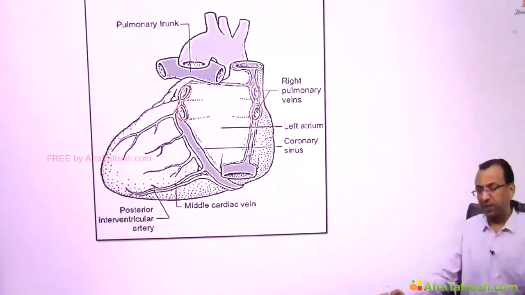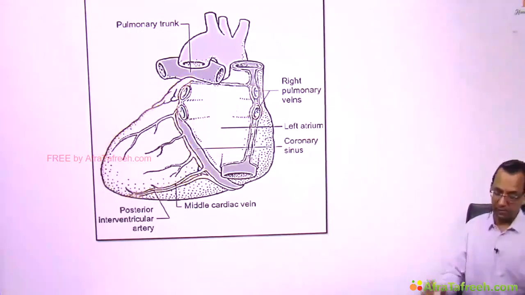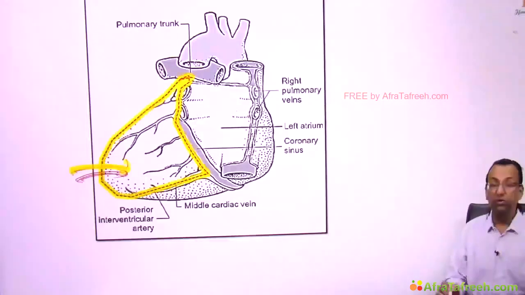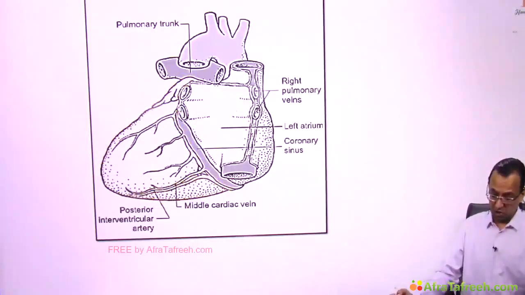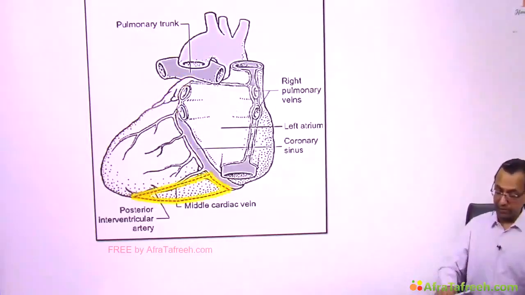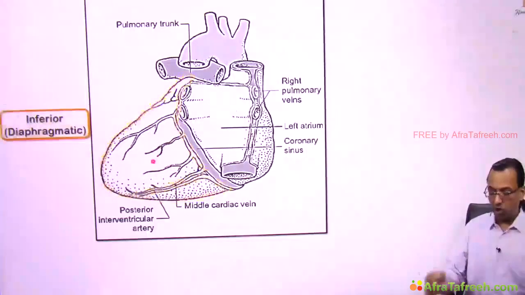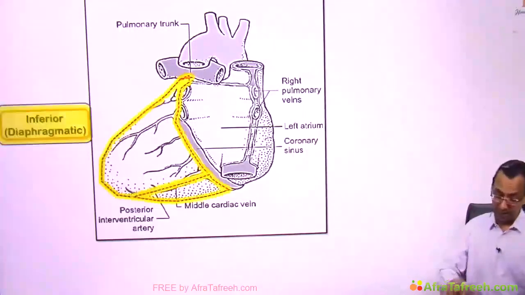And what is this? This is the left ventricle. This is the cardiac apex, you know. You are looking at the left ventricle from posterior view, and this is the right ventricle. Remember, this is the right ventricle and that was the left ventricle. Both of them are sitting on the diaphragm, so they are called diaphragmatic or inferior surface of the heart.